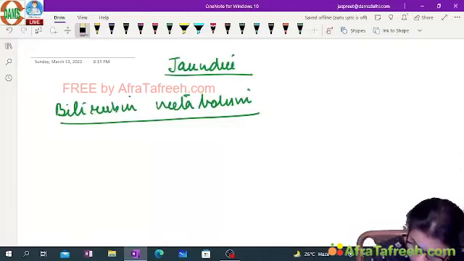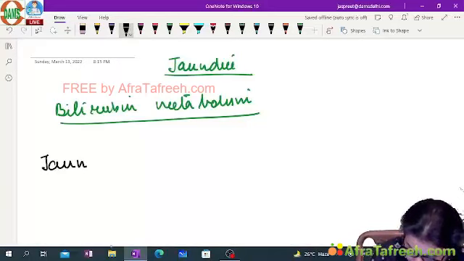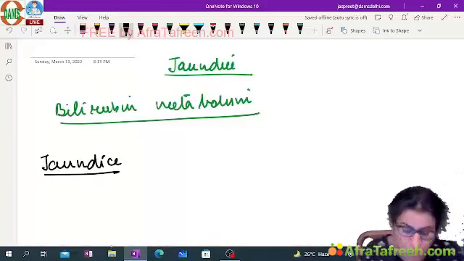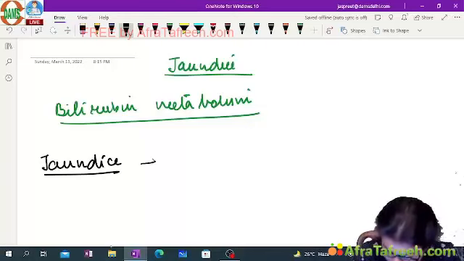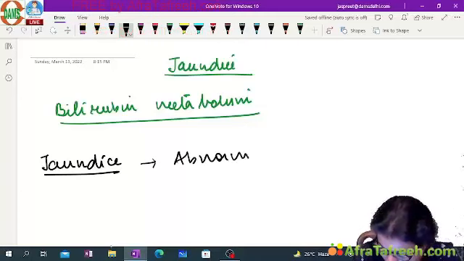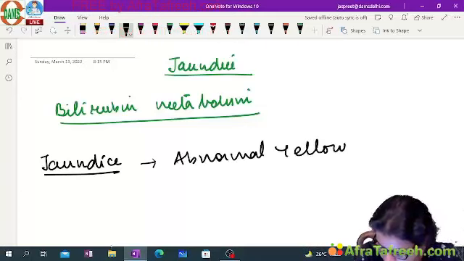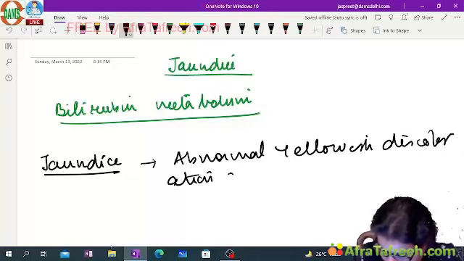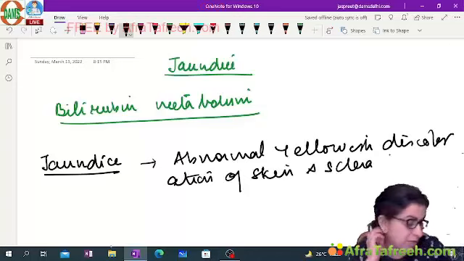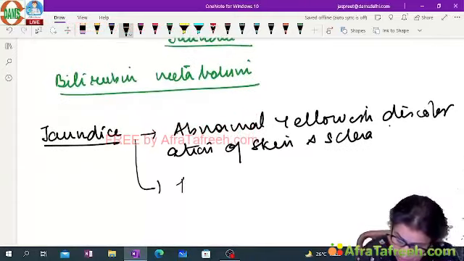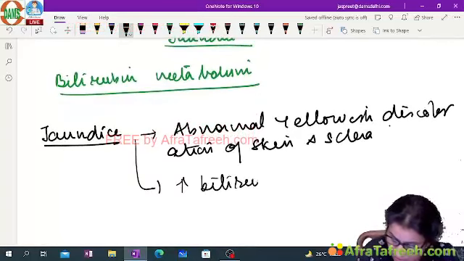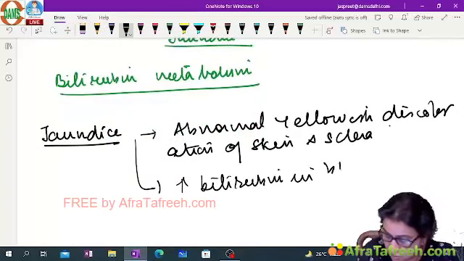So what does the term jaundice mean? Jaundice is abnormal yellowish discoloration of skin and or sclera. So this is not normal, it is abnormal, and it is yellowish discoloration of skin and sclera, and this is due to increased bilirubin in the blood.